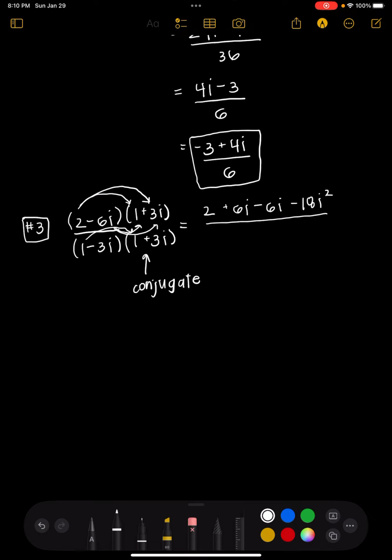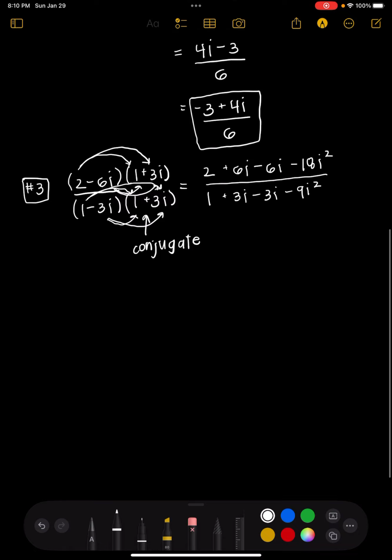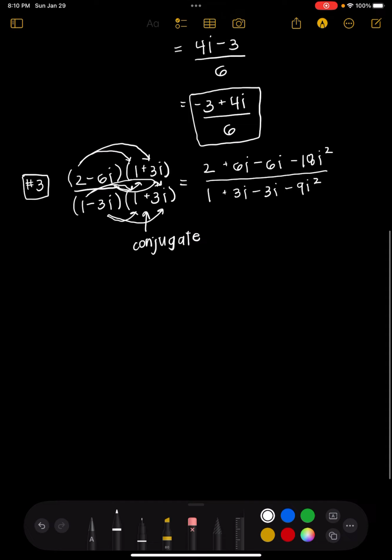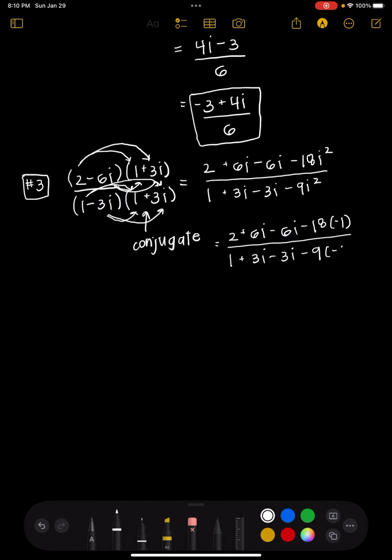And then that's over, once again, we have to FOIL. So we're going to do 1 times 1, which is 1. Then 1 times 3i, which gives us a plus 3i. Then we have a minus 3i times 1, which gives us negative 3i. And then a negative 3i times a positive 3i, which gives me a negative 9i squared. Okay, so now we're going to simplify this by changing the i squareds to negative 1s. So we would have 2 plus 6i minus 6i minus 18 times negative 1 over 1 plus 3i minus 3i minus 9 times negative 1.